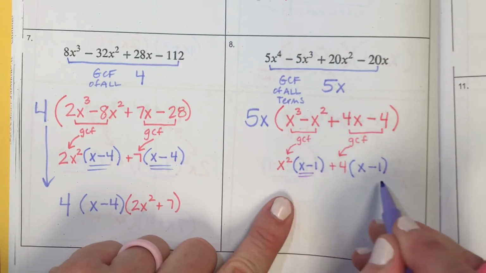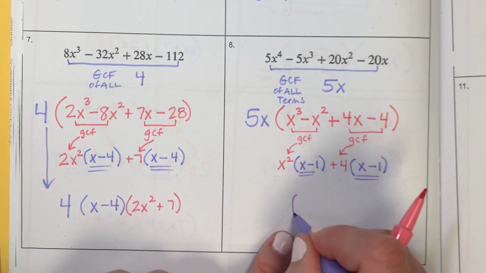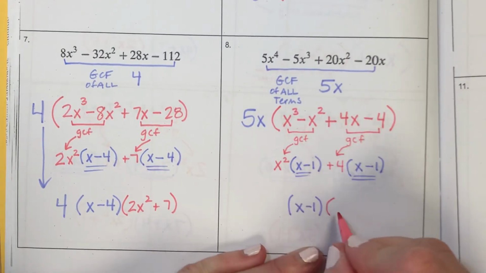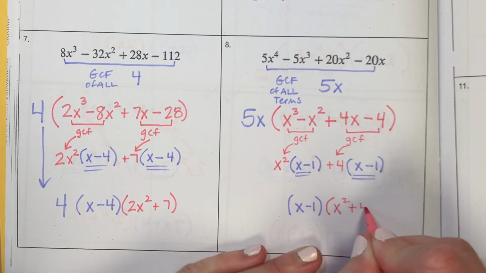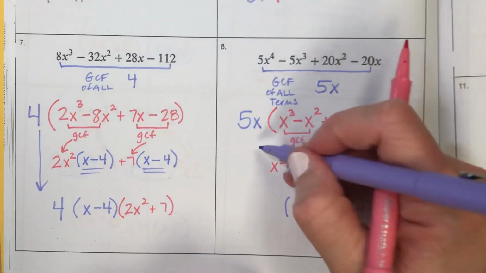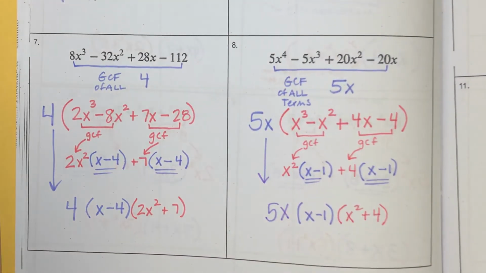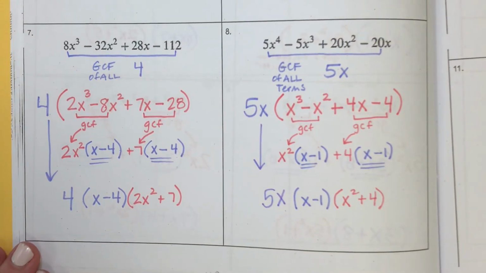Now when these match exactly, that's one of your answers. And then the GCFs that you pulled out pool together to make the other binomial. Just don't forget about that GCF that you pulled out right away. And this is your fully factored polynomial by grouping.